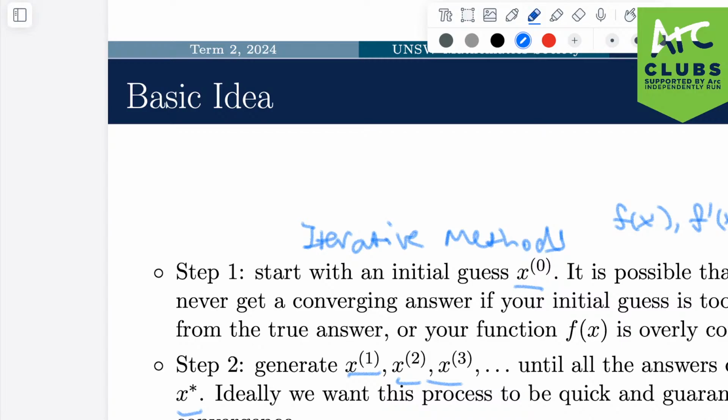If you need to run like 20 times to get x star, then obviously it's quite computationally expensive. But I just want to highlight that it is possible that you will never get a converging answer if our initial guess is too far away, either from the left or to the right from the true answer, or if f(x) is just a very complex kind of diagram.